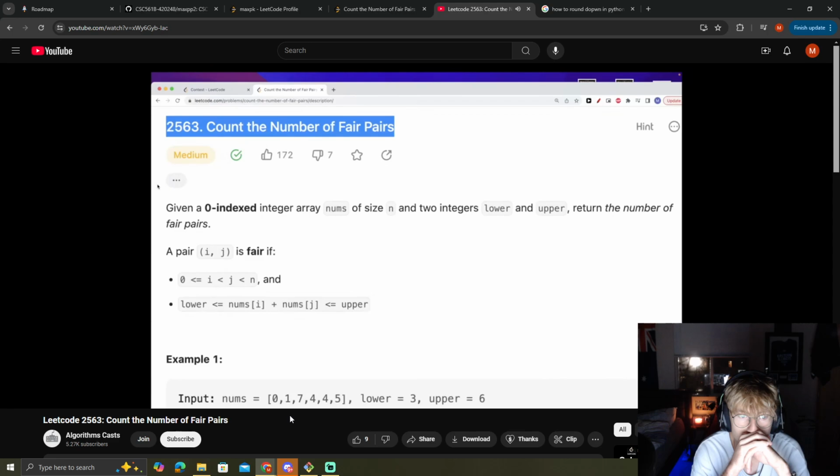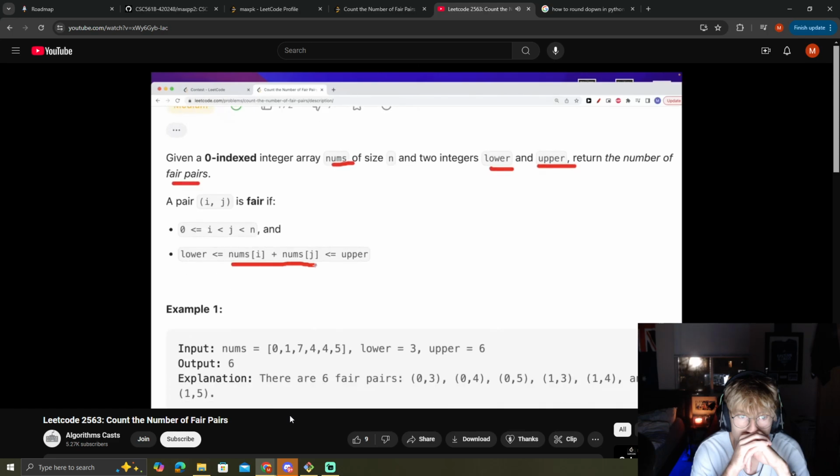What this problem says is we get an array of numbers of size n, and we have two integers, lower and upper, and we want to return the count of fair pairs. By fair pairs, they mean that the sum of the elements is in the range lower to upper, and the indices need to be different, of course, one of them smaller than the other.